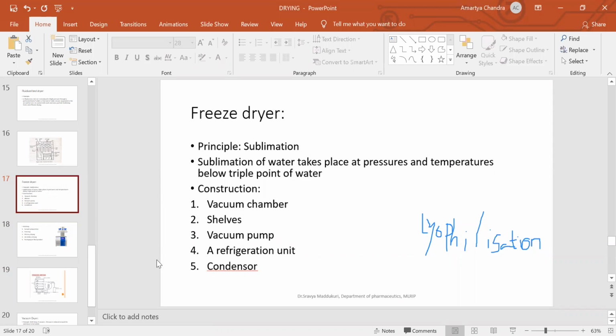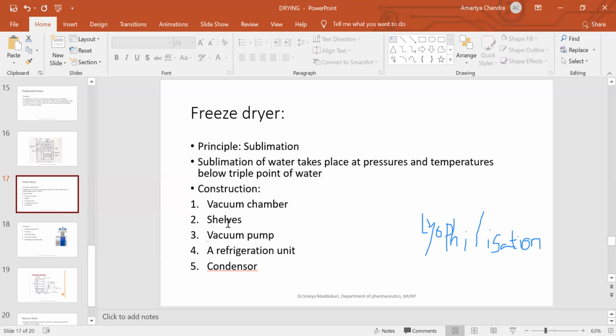So coming back to construction, a freeze dryer usually consists of a vacuum chamber, because to achieve the triple point of water, you will have to get it to low pressures and low temperatures. So there's a vacuum chamber, wherein the product to be dried is kept on shelves.